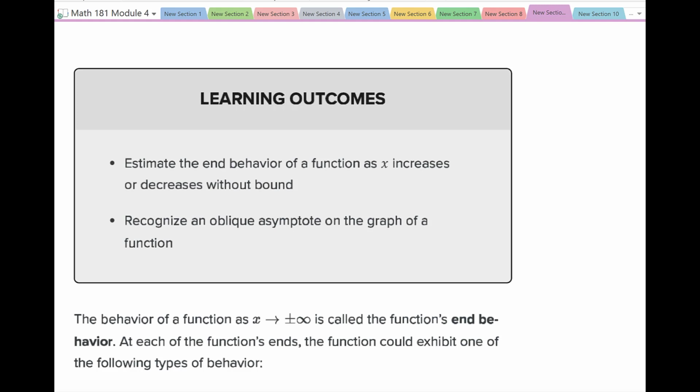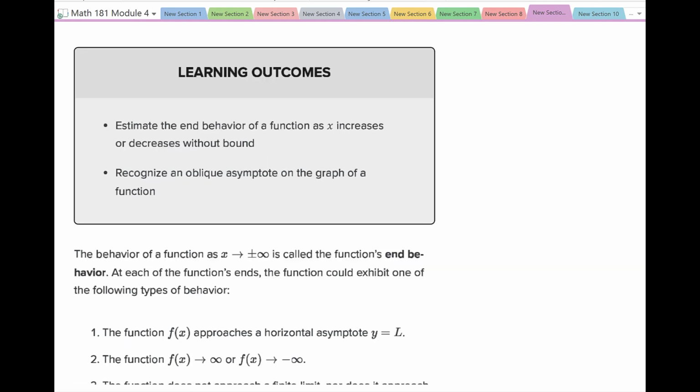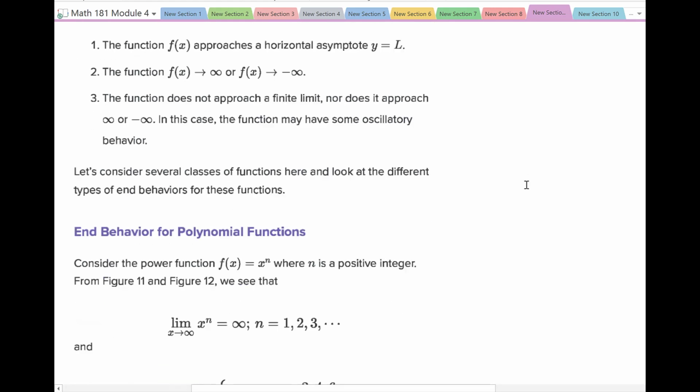So our learning outcomes here: estimate the end behavior of a function as x increases or decreases without bound. That means going to infinity or negative infinity. And recognize an oblique asymptote on the graph of a function. So you should have seen oblique asymptotes before. I'm pretty sure you have, back when you took your Math 126 class, especially when we dealt with rational functions. So let's move on here.